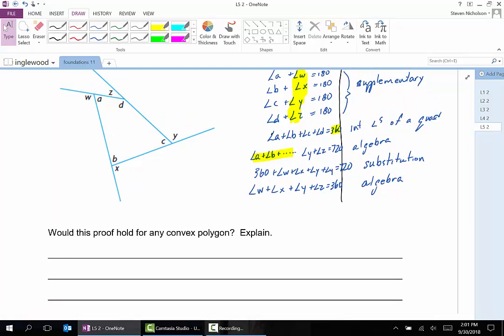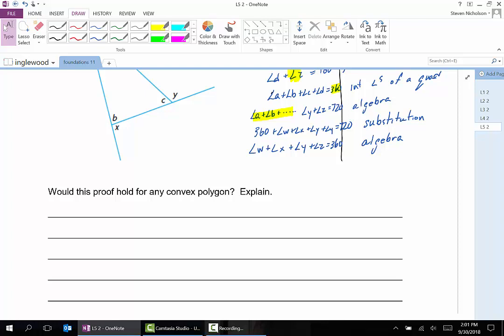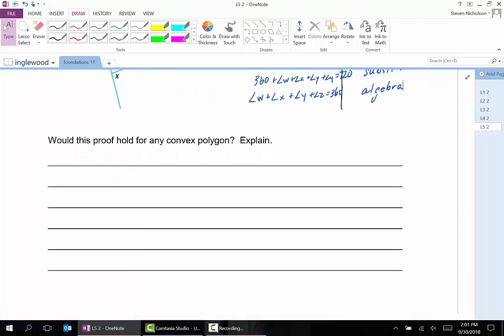Every convex polygon has exterior angles that sum to 360. So would this proof hold for any convex polygon? We did this with a non-regular, non-nice quadrilateral, and it would. So the proof that we did, we could make it bigger. We could do 5 sides. We could do 6 sides. It would still work exactly the same way. It would be a lot messier. It would take us longer, but we could.